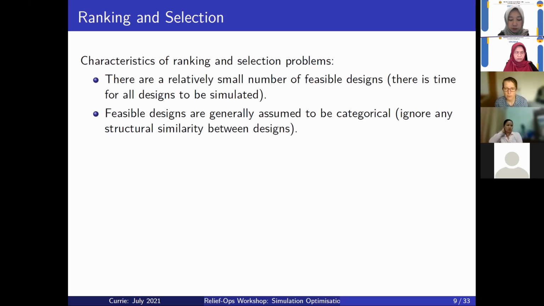Feasible designs are generally assumed to be categorical. What that means is we're ignoring any structural similarity between the designs, or not taking that into account when we're doing our optimization. Now, it's generally better if there is some structure in the problem that you do take it into account. So these ranking and selection problems are generally for situations where it's hard to see easily which one would be better, or hard to see any links between the different options.